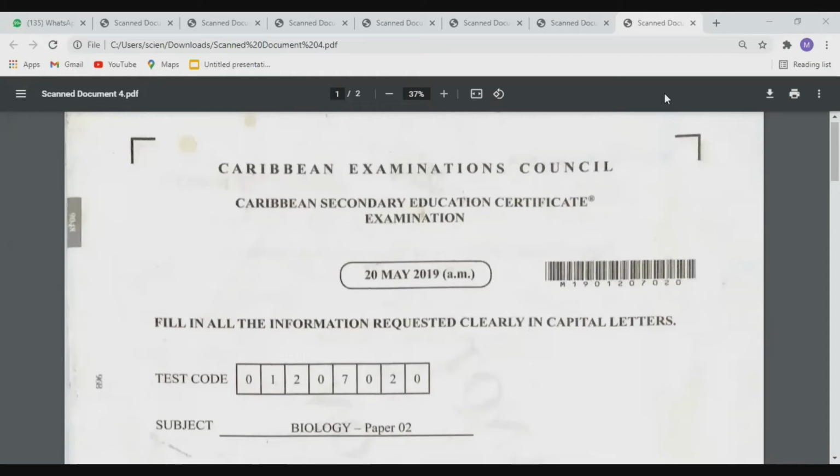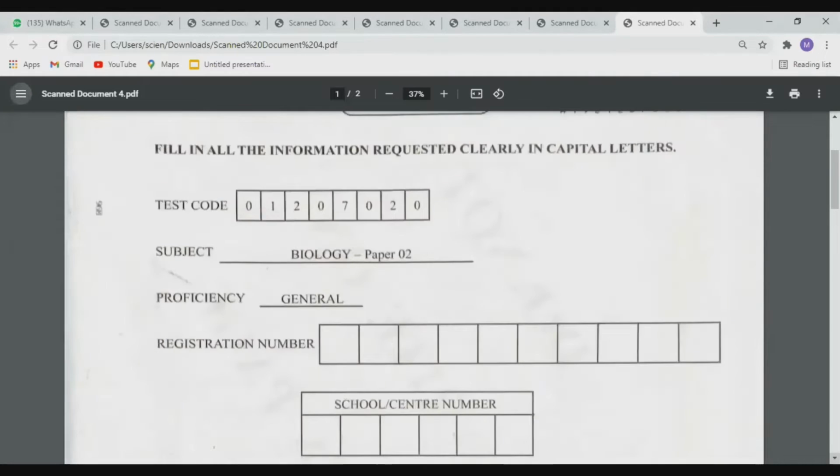So in this video, we're actually gonna finally do a paper 2. So today we'll be doing the May 2019 CXC past paper, which is paper 2. All right. So now this is just the front of the paper, and this is how the paper would normally look. So just ensure that it's the correct subject paper that you got.